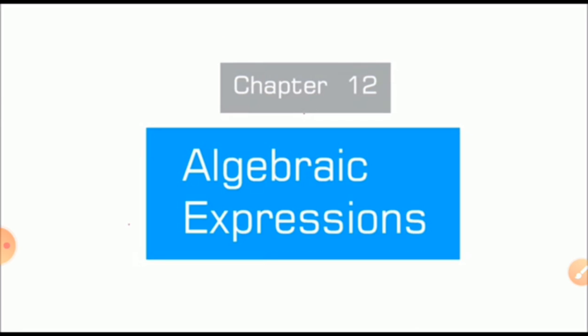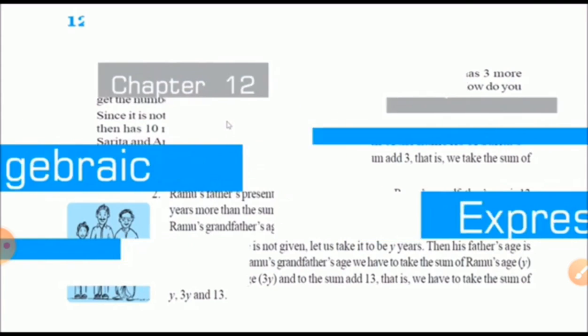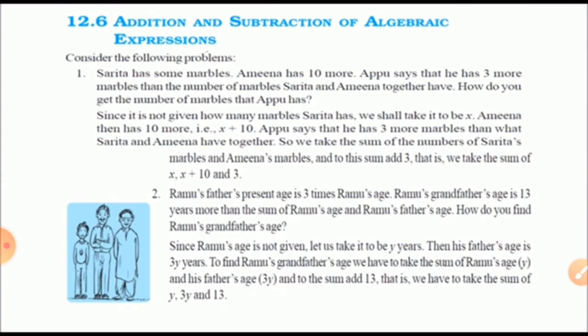We can check out today's session, algebraic expressions. Algebraic expression is nothing new, whatever we studied in previous sessions 12.1 to 12.5: monomial, binomial and trinomial. Now, here is addition and subtraction of algebraic expressions. How to do it? We know about like terms and unlike terms. Terms having the same variable are called like terms, and those having different variables are called unlike terms.